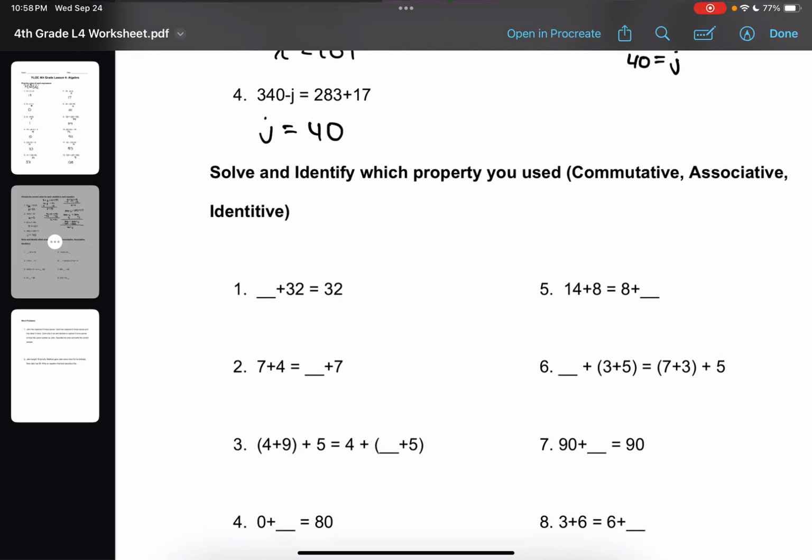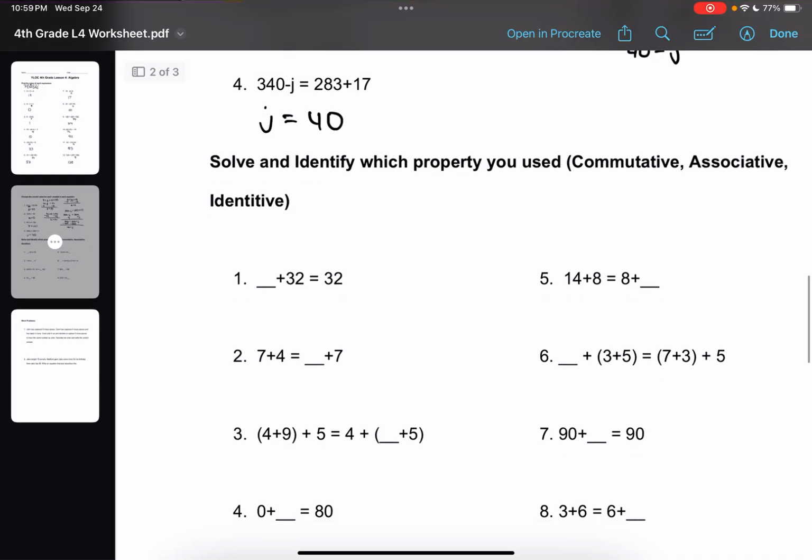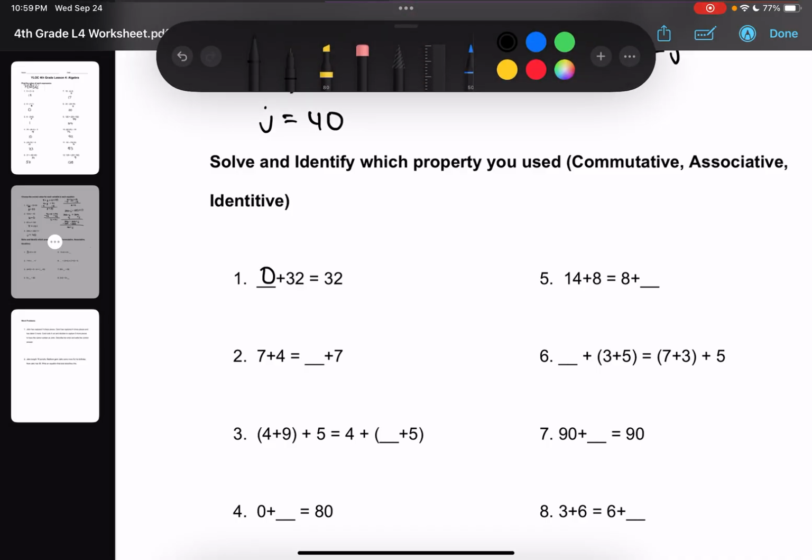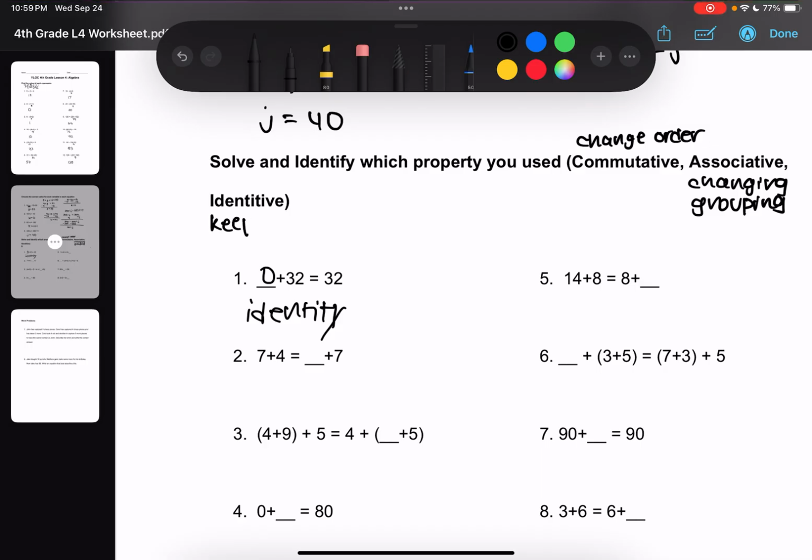Okay, the next one says solve and identify which property you use. So first, when you solve, what fills in the blank here? Obviously 0 is going to be the blank, since it's just 32. And that's going to be the identity property. So the commutative property is when you just change the order of numbers, and the associative is changing the grouping, like where the parentheses go, and identity is basically when you keep it the same. So that's what it is.